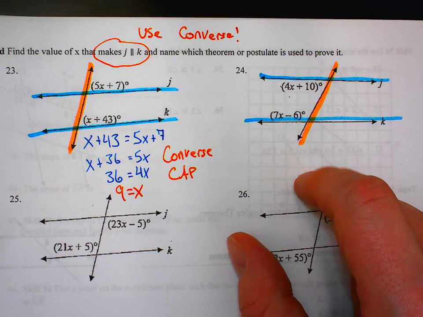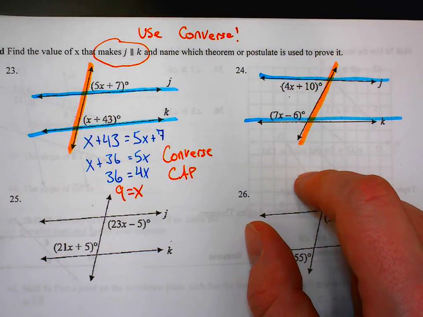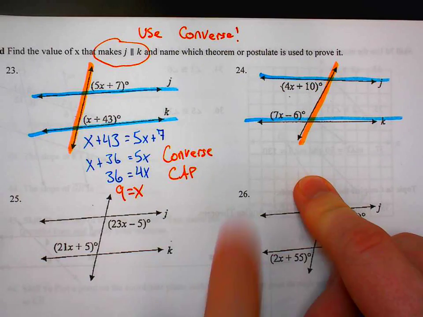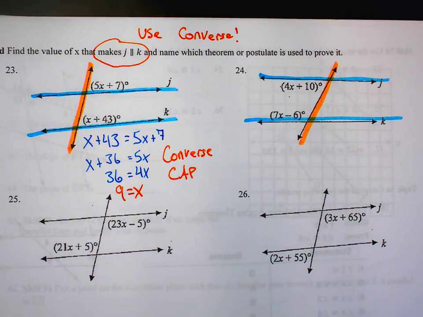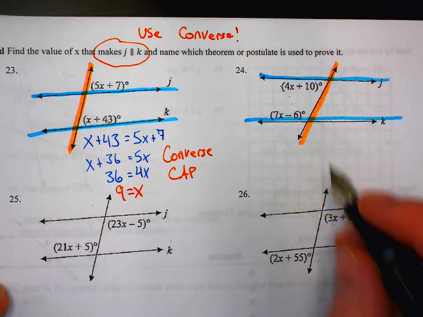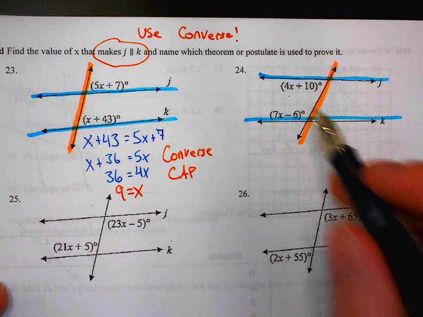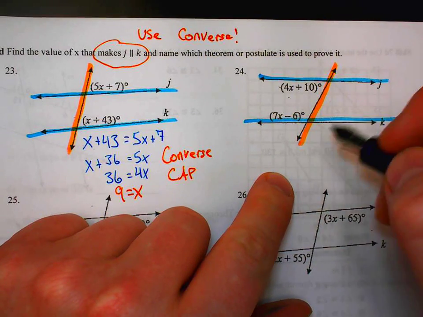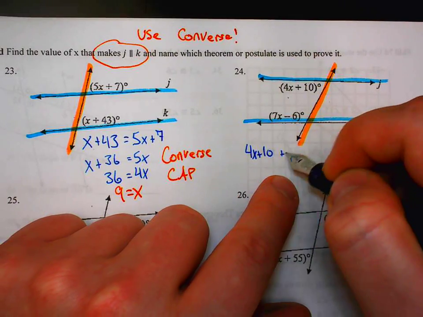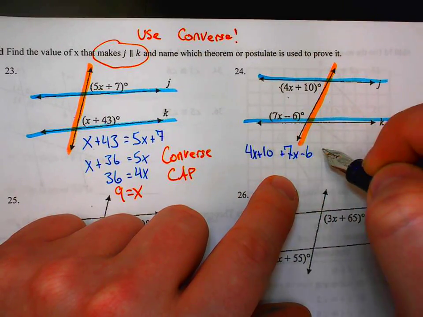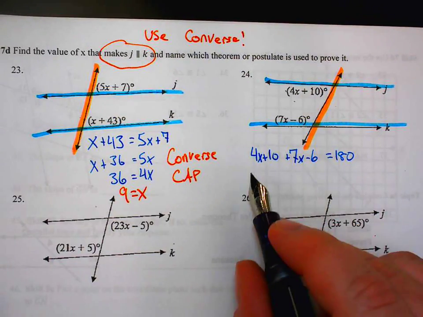I'll highlight my parallels and my transversal. These two angles are inside the parallel lines and on the same side of the transversal. All same side angle pairs are supplementary, so I need to find the value of x that would make these add up to 180. To do that, I'll write the equation 4x plus 10 plus 7x minus 6 equals 180.